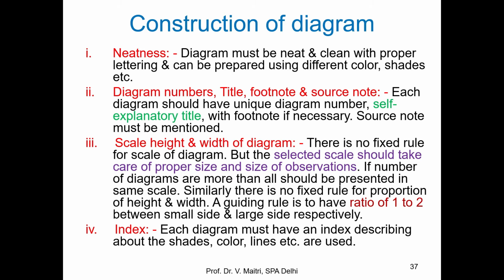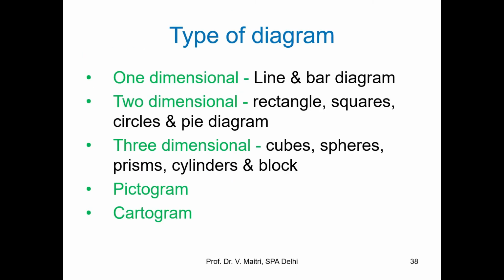If the number of diagrams is more than one, then all should be presented in the same scale. It should not be in different scales. There is no fixed rule of proportion, but the guiding principle is we use the ratio of 1:2 between small size and large size respectively, normally, but it is not a rule of thumb. Index. Each diagram must have an index describing the shade, color, lines, etc. Now you have very well experienced this in your area appreciation exercise. Everybody is asking where is the index. Now types of diagram.